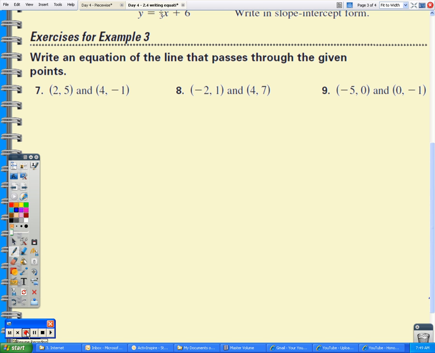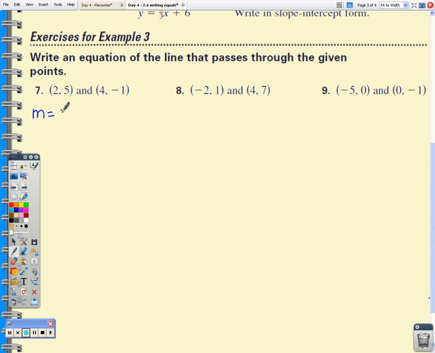Everyone turn in your packet to where it says exercises for example 3. Now we're going to write the equation of a line when I'm given 2 points. So the first thing we have to do is find the slope. So for number 7, it's going to be m equals negative 1 minus 5 over 4 minus 2, which gives us negative 6 over 2, which is negative 3. So that's our slope. Now we're going to pick any point we want. I always like to pick the point that has positive numbers, so I'm going to pick the first one.